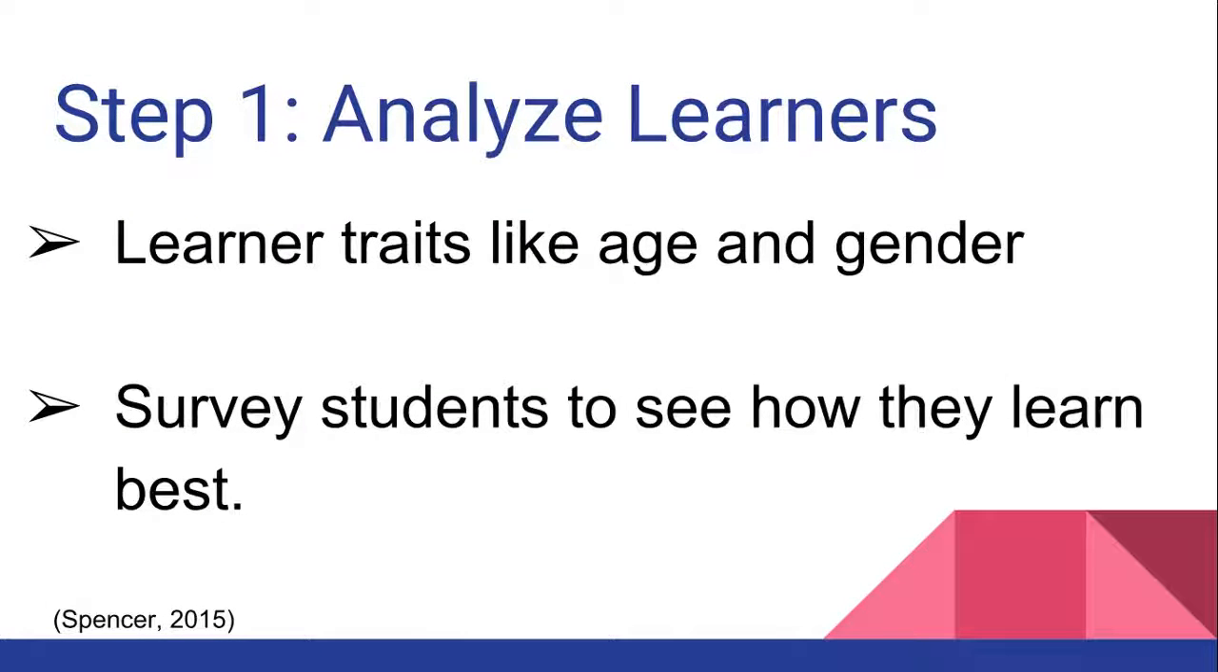Step 1 of the ASSURE method is to analyze the learners. This is where you look at the age and gender of your students, and you can also survey the students to figure out which way they learn the best.